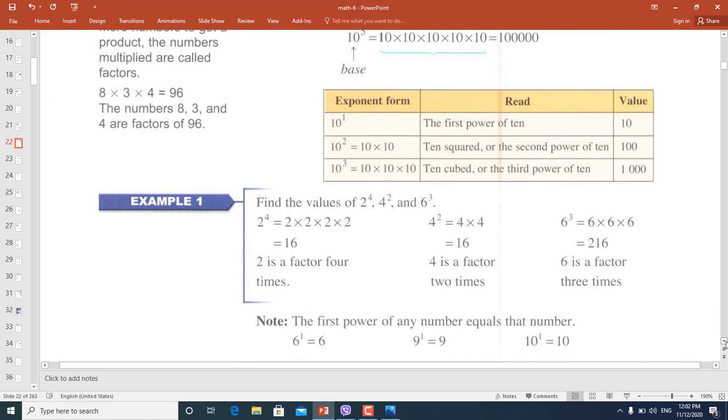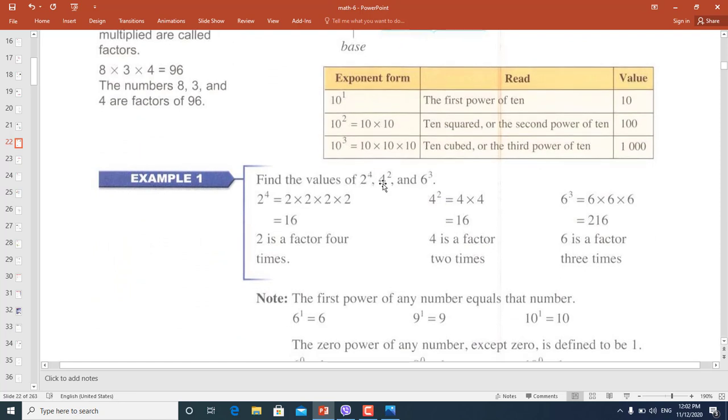Example 1, find the value of 2 exponent 4 and 4 exponent 2 and 6 exponent 3.